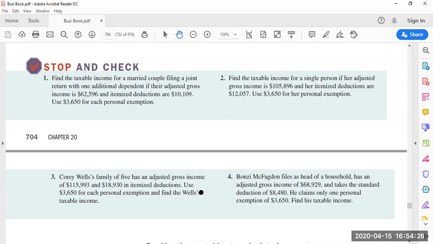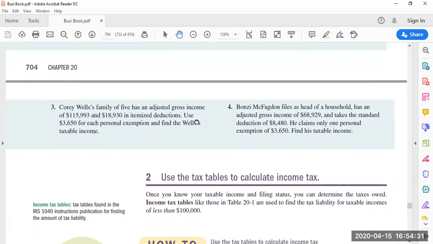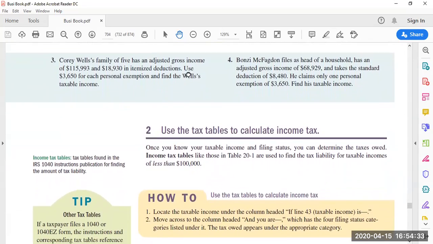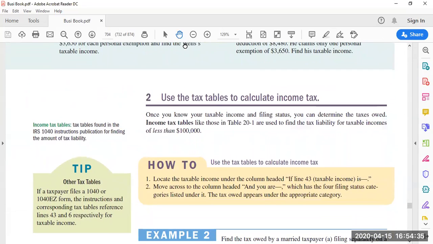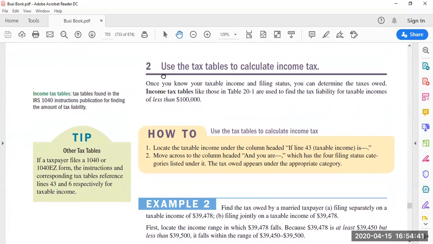Now, moving on to the next section, we're going to pause this video because this video is getting kind of long. So we'll see you again at the next time, and we'll begin talking on the second part of this unit, and that is how to use the tax tables to calculate income tax. So we'll see you then.